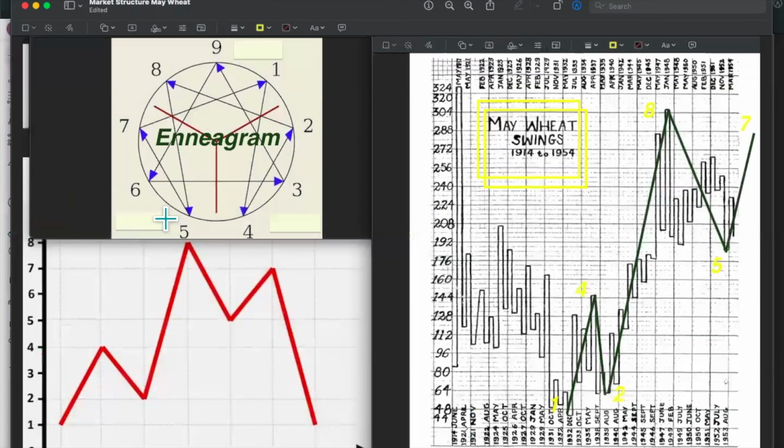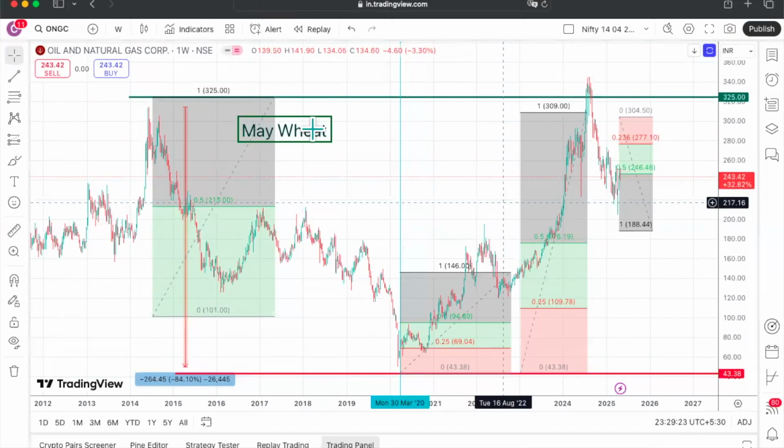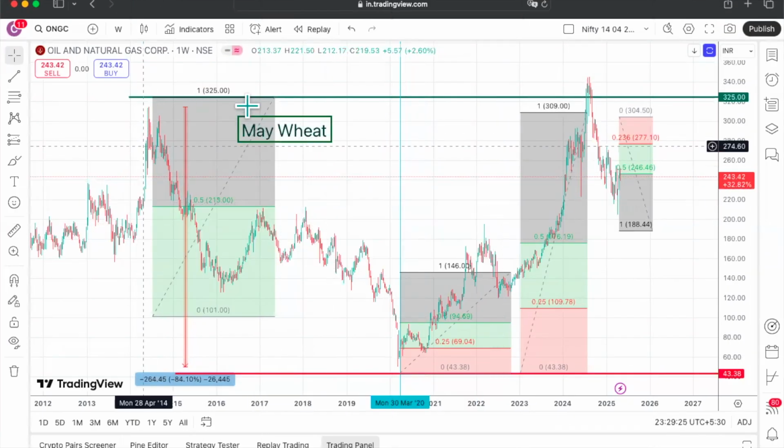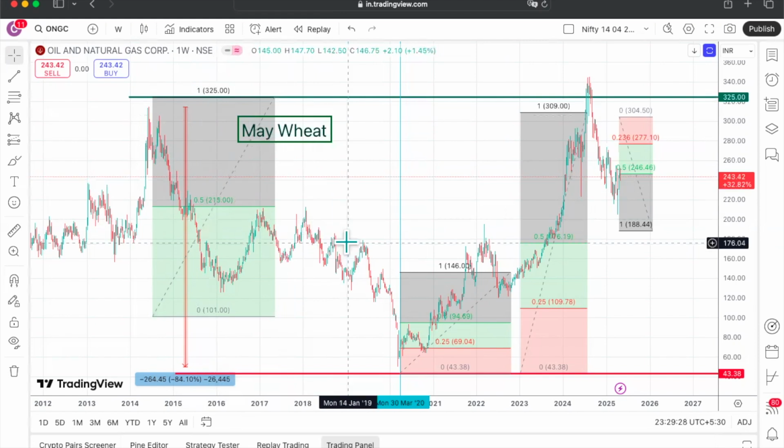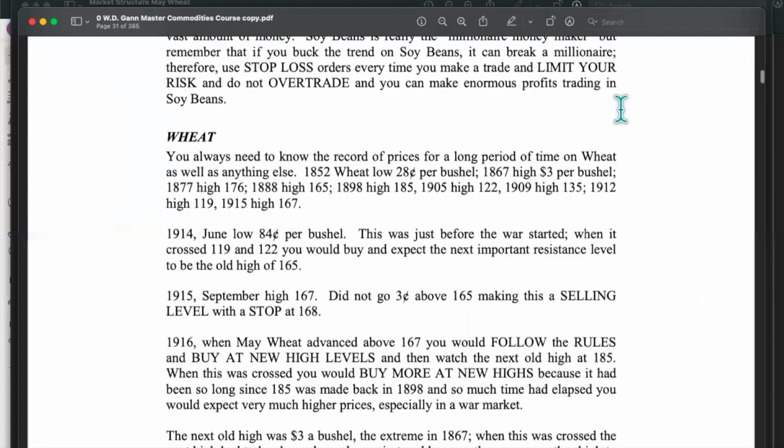The second part again is the structure of the market, where we will be discussing May wheat with regard to the Enneagram, 142857. And the third part is we would be discussing May wheat on our chart, discussing how the patterns and the structures of the market have been formed. So let's go one by one. Now the first part, which is squaring of time and price.